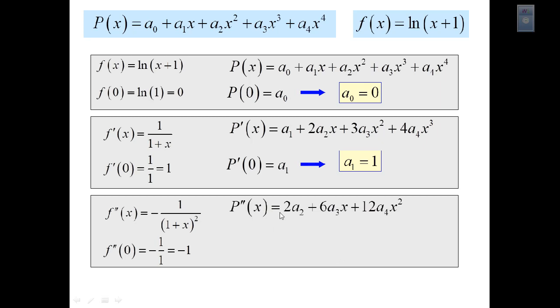So p double prime of x gives me exactly what we're talking about right there. And then if we evaluate that at 0, p double prime of 0 equals just this part right here that has no x attached to it. So that one goes away and that one goes away. And p double prime of 0 is an approximation of f double prime of 0. And if they're approximating, we want them as close as we can, so negative 1 equals 2a sub 2, and when we solve for a sub 2, it equals negative 1/2.